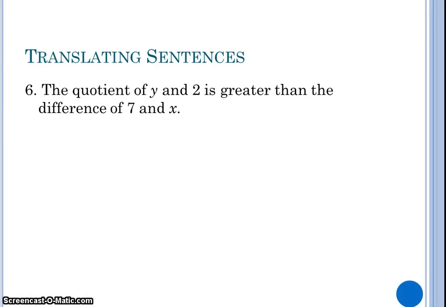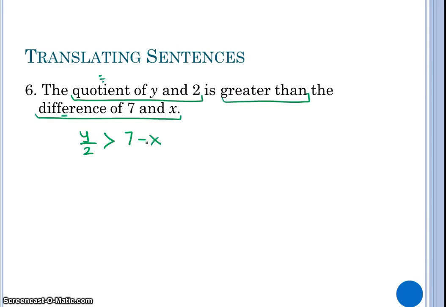So here we are translating sentences. It says the quotient of y and 2 is greater than the difference of 7 and x. Okay, so the quotient of y and 2, and then we have greater than, and we have the difference of 7 and x. So we have 3 different things. So the quotient of y and 2, quotient means divide, so y over 2 is greater than. It doesn't say greater than or equal to, so I'm going to leave it as greater than. And difference means subtraction, 7 minus x. So we've translated the sentence, and that's all that we need to do.